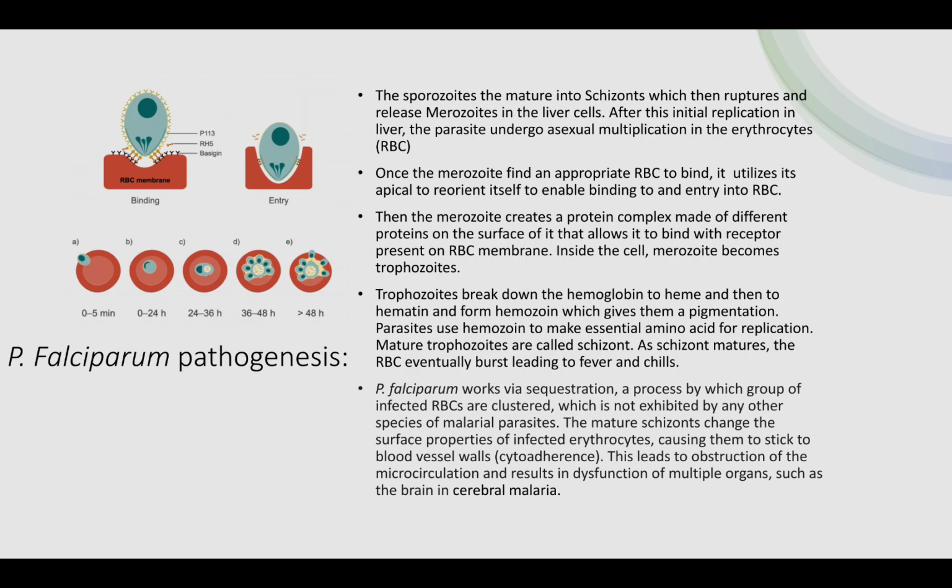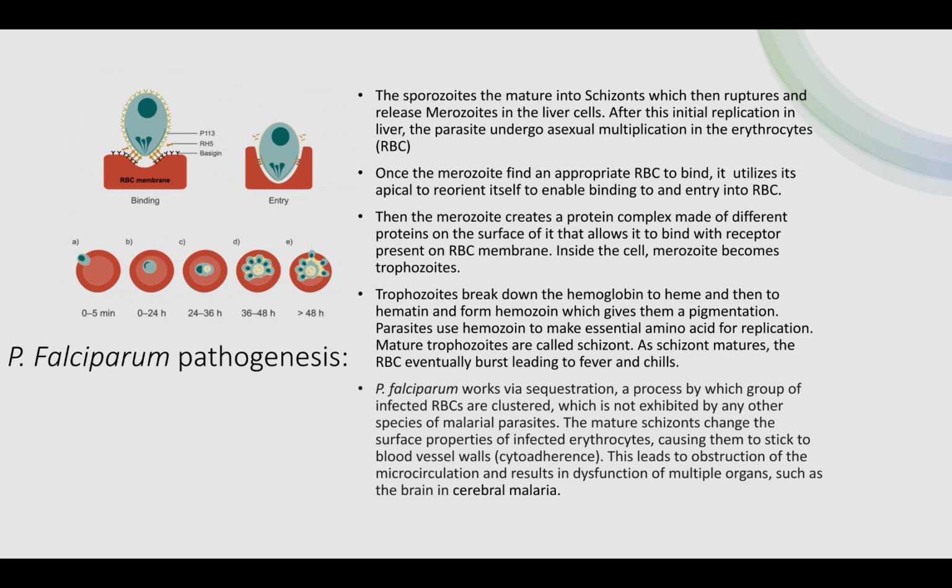The pathogenesis of Plasmodium falciparum. When an infected female Anopheles mosquito bites a healthy human being, the sporozoites of the Plasmodium falciparum enter the host body. Sporozoites infect the liver cells, where they mature into schizonts and then rupture as merozoites, which enter the erythrocytes, the red blood cells. Once they find appropriate red blood cells, these merozoites use the apical complex to reorient to the best position to adhere and enter the red blood cells.